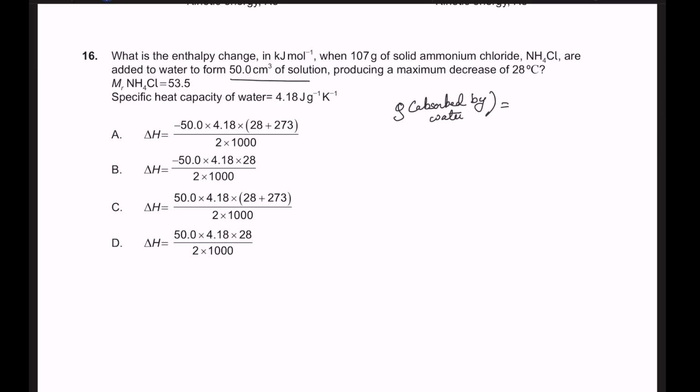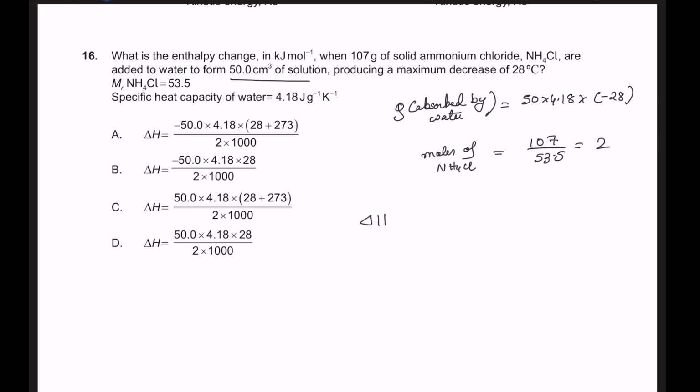We have to assume that the density of this solution is equal to the density of water. So the mass of water is 50 grams. So 50, c is 4.18, and the temperature is the decrease in temperature, so minus 28 degrees will be the ΔT. Fine, you can just keep it like this, and then moles of NH4Cl is 107 divided by 53.5. 2 times 53.5 is 107.